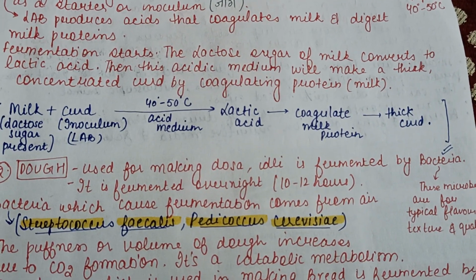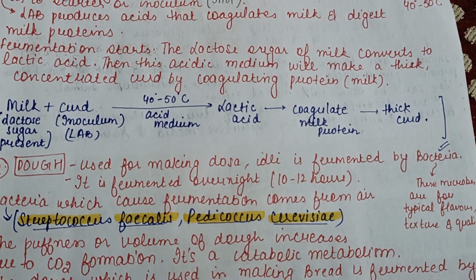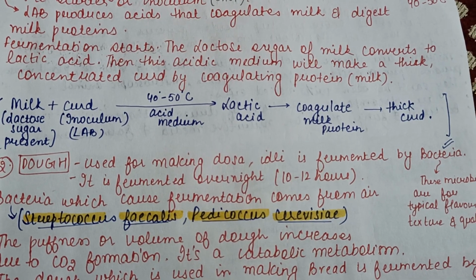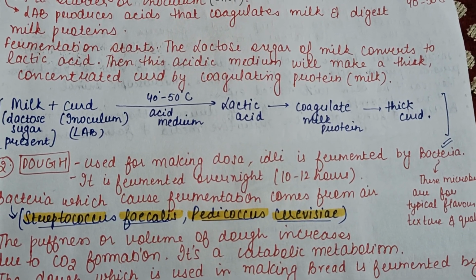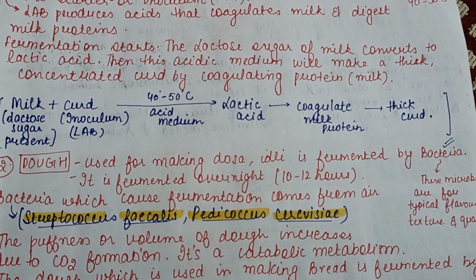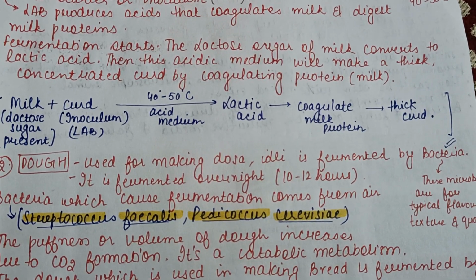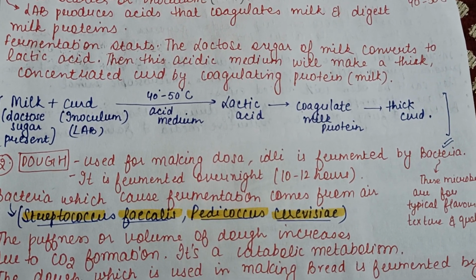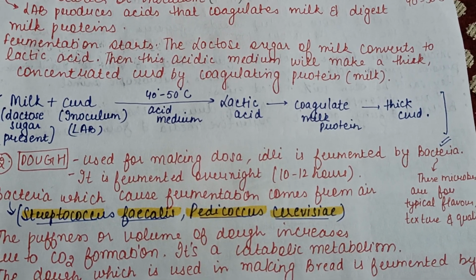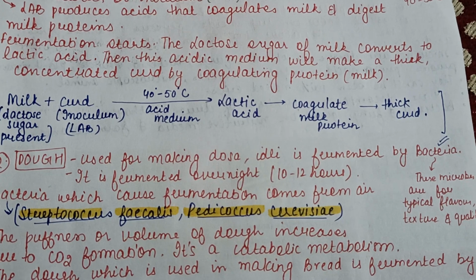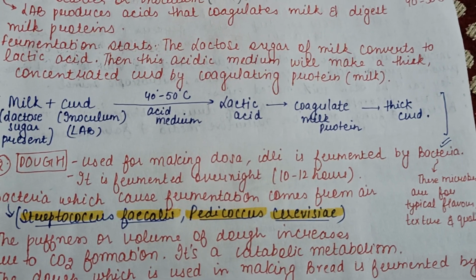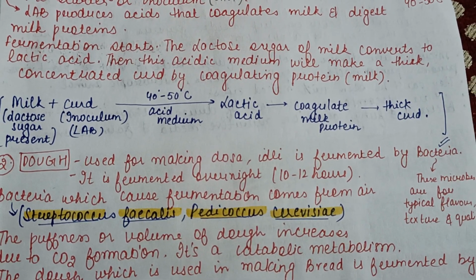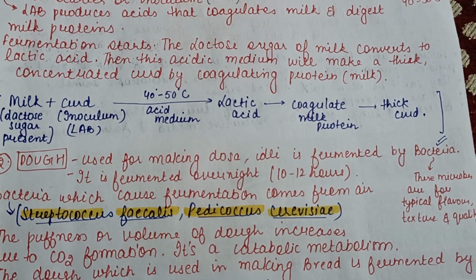Okay, so for your easy understanding of this topic, I have made some reactions, like the milk which has lactose sugar. If we react it with curd as an inoculum containing LAB bacteria at 40 to 50 degrees Celsius in an acidic medium, then the products will be lactic acid, by converting the lactose sugar of milk, and then this lactic acid will coagulate the milk protein into a thick curd.